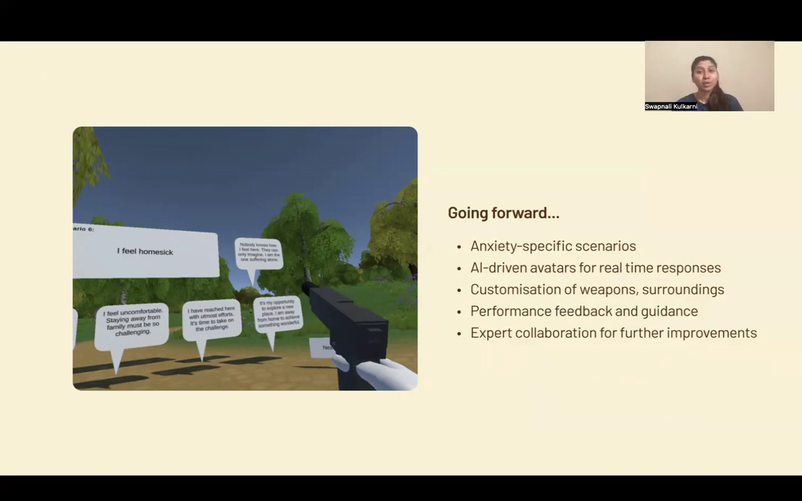Going forward, I would like to focus on anxiety-specific scenarios, having a more narrowed approach. I would also like to include AR-driven avatars for real-time responses and also customization of weapons where users can choose their own experience and even surroundings. Performance feedback is another direction which we intentionally avoided because we didn't want to give any sensitive information out, and for which I would like to continue with my expert collaboration and try and enhance my concept further.